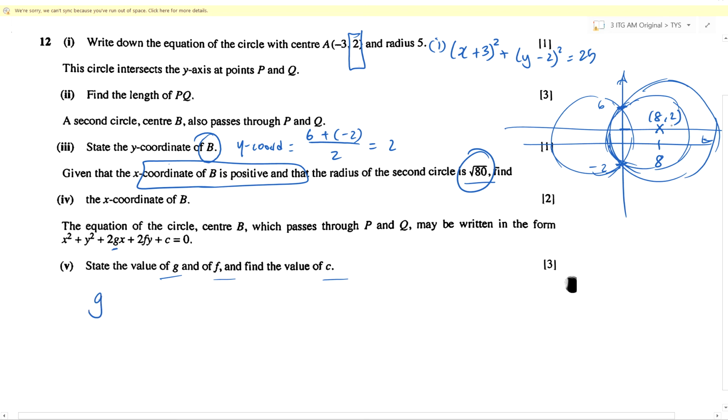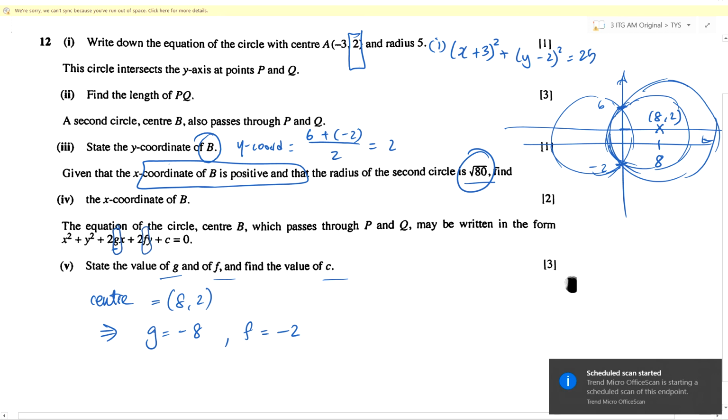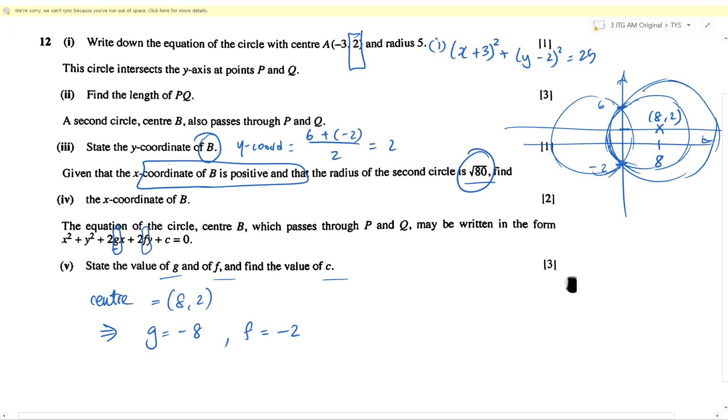Since my center is (8, 2), this tells me that G is going to be -8. It also tells me that F is going to be directly, we can find out the answer, -2. Because this is the format. We know that this G value and this F value are actually the negative x and the negative y coordinates of the center of the circle, respectively. Okay, so you do not have to go and complete the square, expand everything out if you have already memorized this straight away. If you haven't, then you need to work it out.